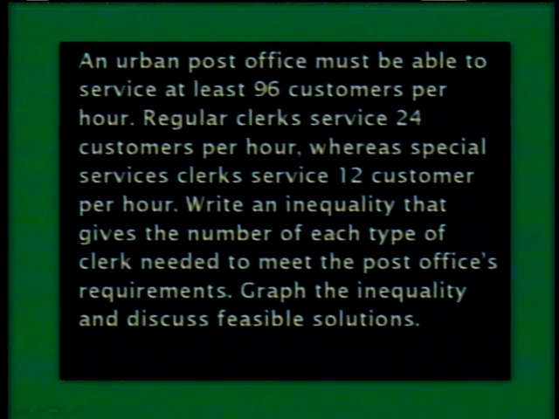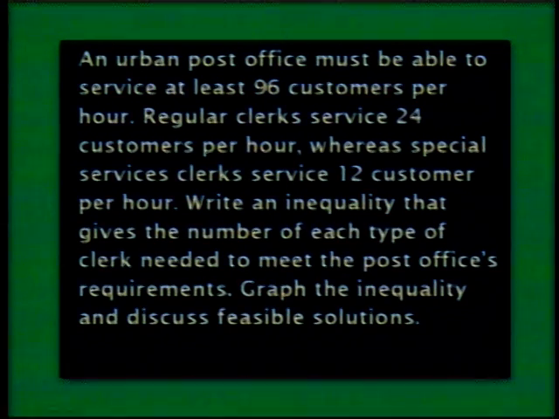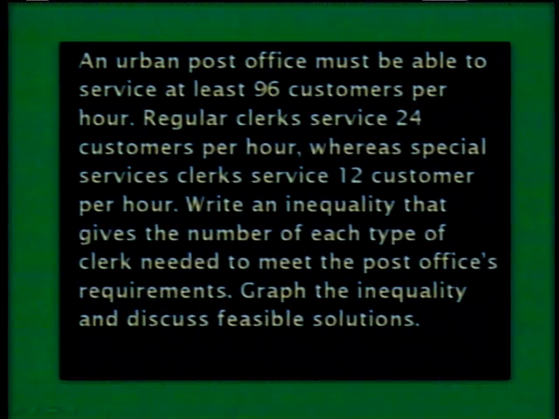An urban post office must be able to service at least 96 customers per hour. Regular clerks service 24 customers per hour, whereas special services clerks service 12 customers per hour. Write an inequality that gives the number of each type of clerk needed to meet the post office's requirements, graph the inequality, and discuss some feasible solutions.